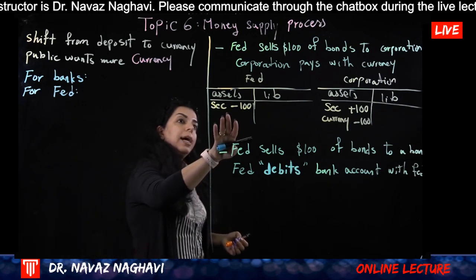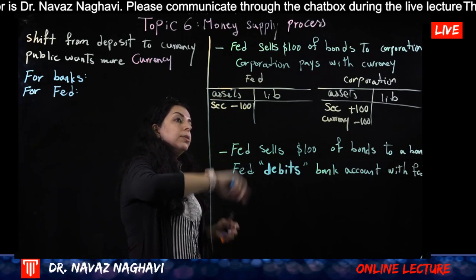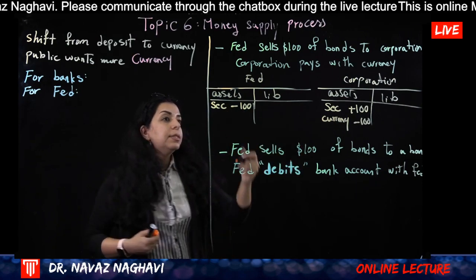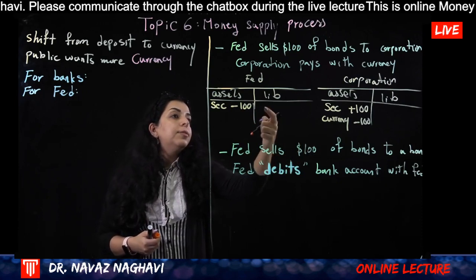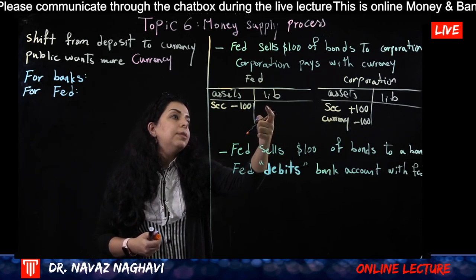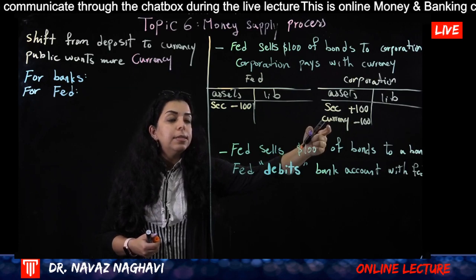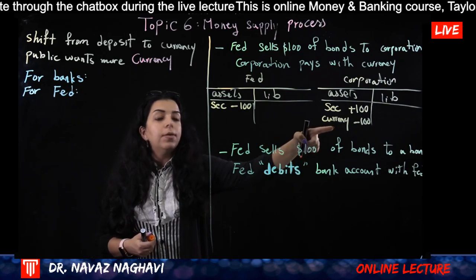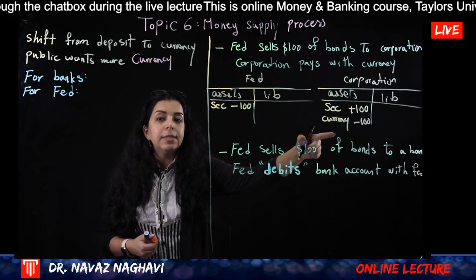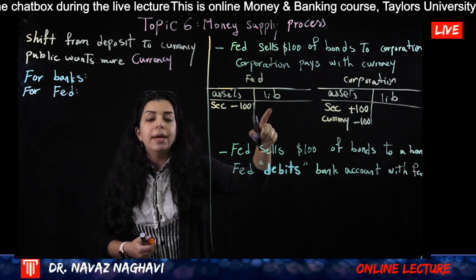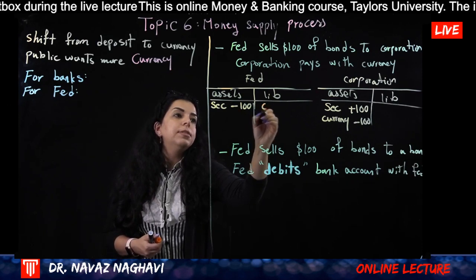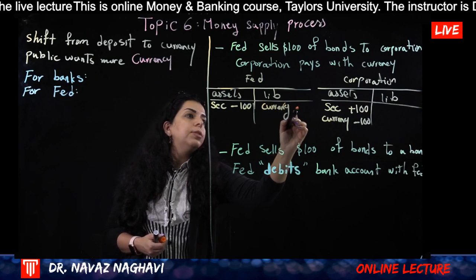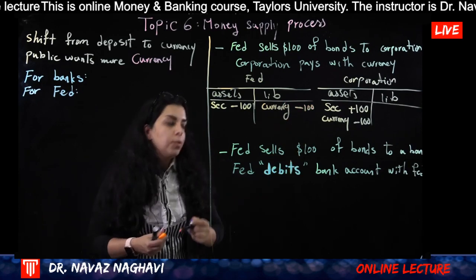Since the amount of the asset is decreasing, the currency in circulation is decreasing as well. Why is the liability decreasing? Because the currency in circulation is the liability of the central bank. Now that the currency in circulation has decreased and has come towards the central bank, the liability of the central bank has decreased. So that's why the currency is also decreasing by 100 units.